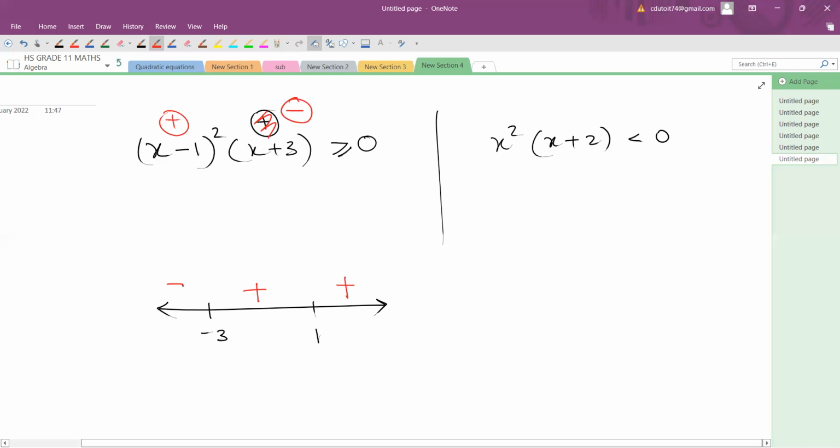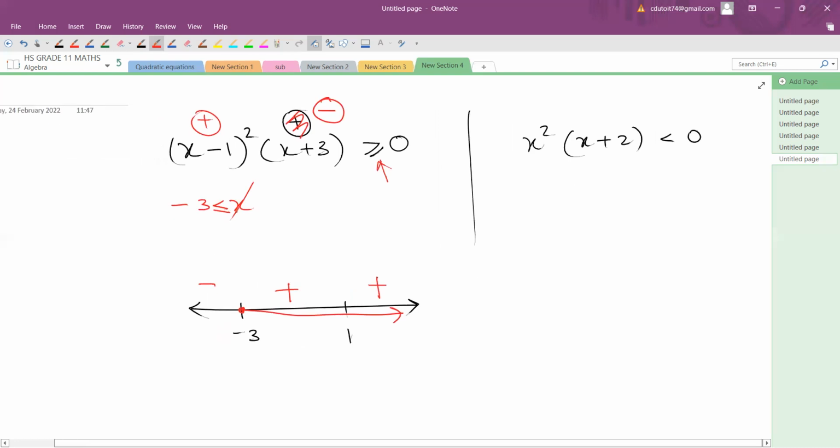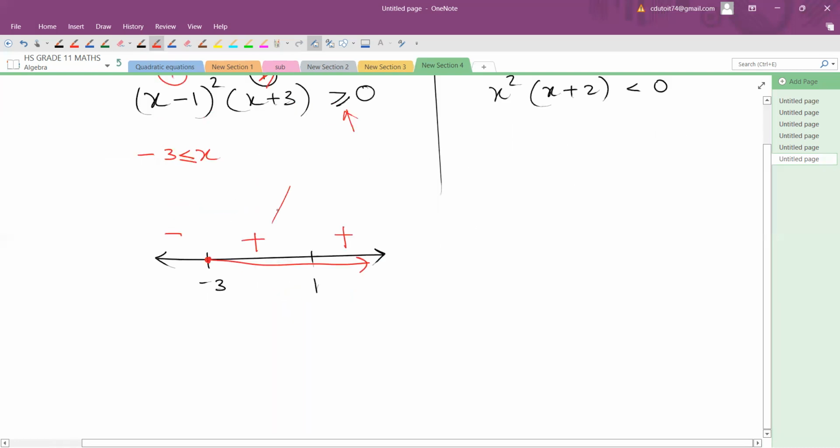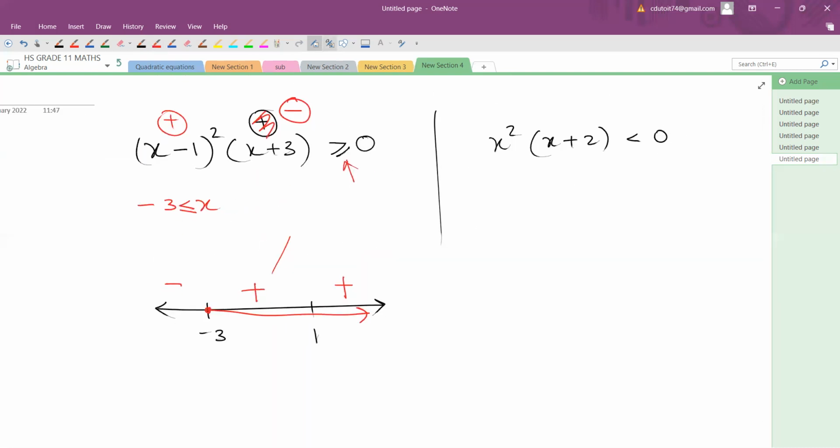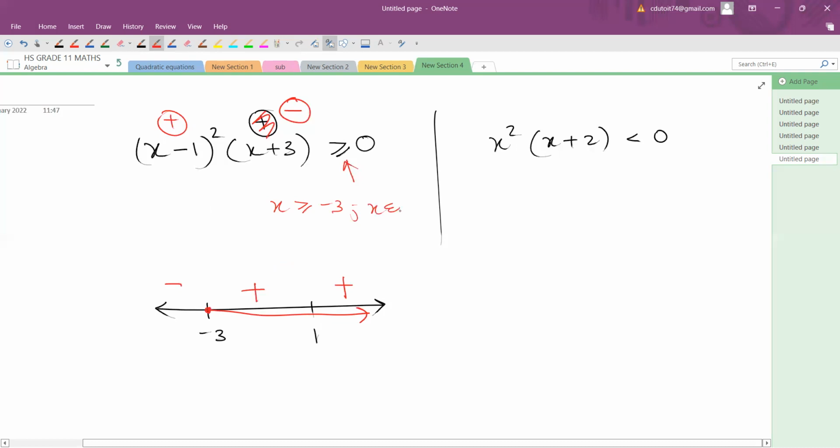So when must this be larger or equal than 0? Well, anything from negative 3 onwards. So x must be larger or equal than negative 3. You could have written it as x larger or equal to negative 3, depending on it. That looks neater. And then your textbook might add that x is an element of the real numbers.